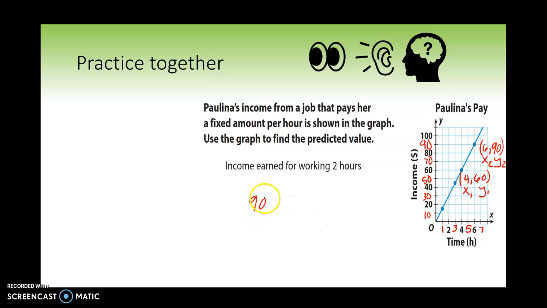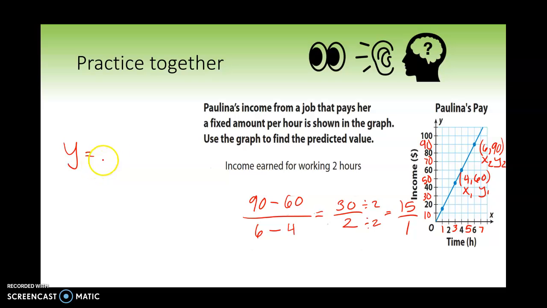So y2 is 90 minus y1 is 60 over x2 is 6 minus x1 is 4. 90 minus 60 is 30. 6 minus 4 is 2. I can divide both these by 2. And I get 15 over 1. So in my equation, y equals m, instead of m, it is 15. So I have 15x, and then I got to figure out my y. This one's an easy one. What is my y-intercept? Where does that line hit? It hits at 0. So there actually is no y-intercept, and that is our final equation.